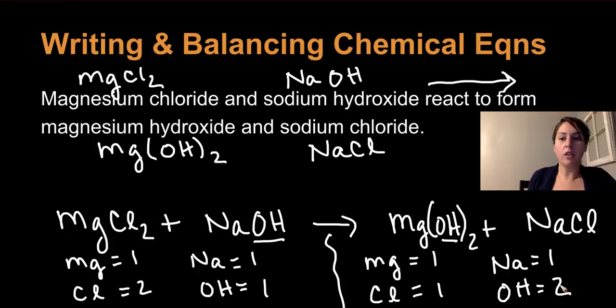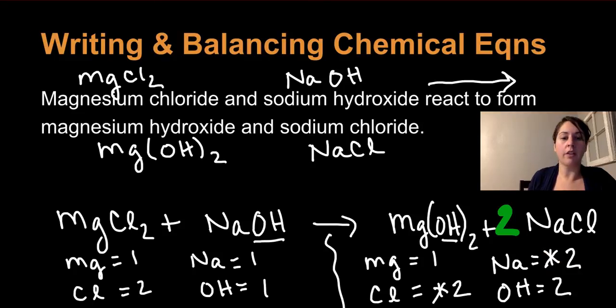So what I need to do is I see that I have 2 chlorines on this side, but I only have 1 over here. And so I'm going to use my coefficient of 2 in front of the sodium chloride. So I put a 2 in front of there, and that means now I have 2 chlorines, but I also am going to have 2 sodiums now as well.